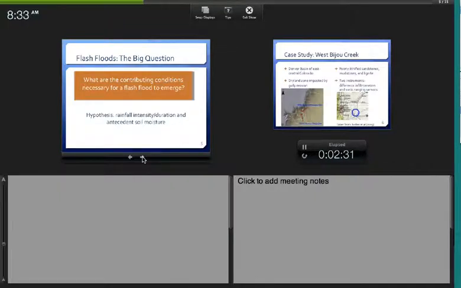My big question is, what are the necessary contributing conditions for a flash flood to emerge? And my hypothesis was rainfall intensity coupled with duration and antecedent soil moisture.